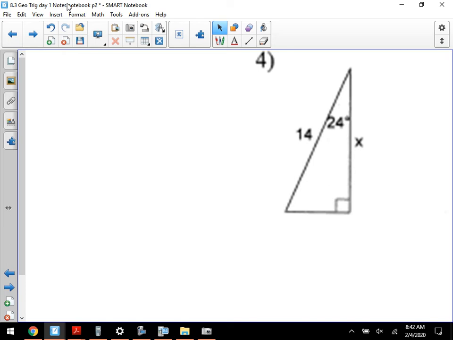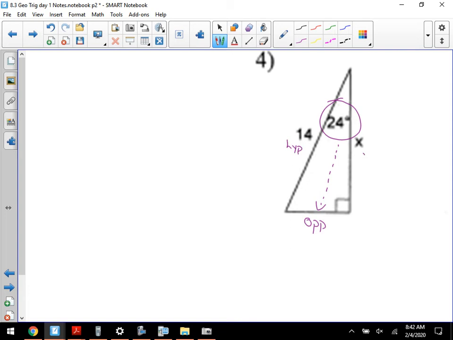Step one, always circle theta. So we circle it. Step two is to draw and label your opposite. Next was to find the hypotenuse. Hypotenuse never changes, always across from the right angle. Process of elimination gives you then your adjacent.